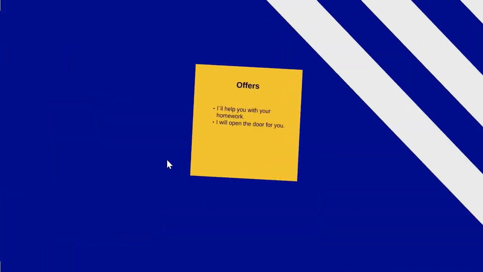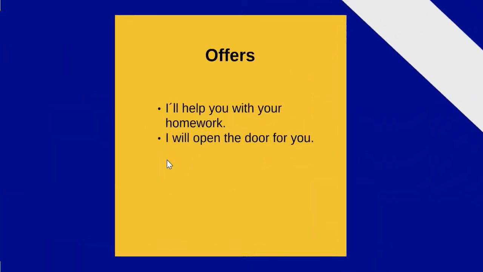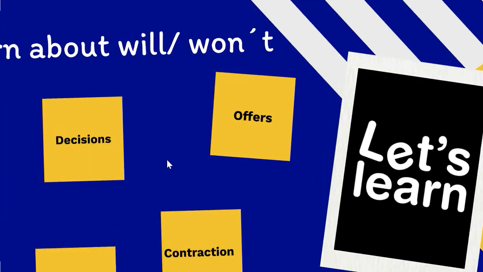So now let's talk about offers. When you offer something, for example, I'll help you with your homework. If you are in trouble, you need help. I said I'll help you with your homework. I will open the door for you. It's an offer, so that's why we are using will.